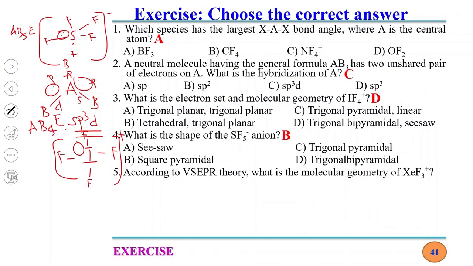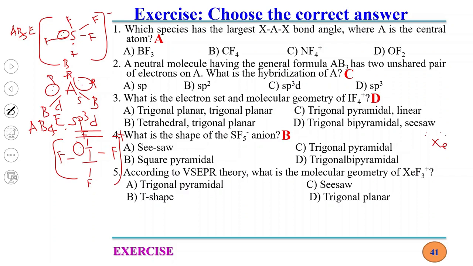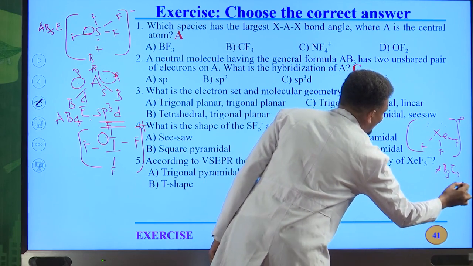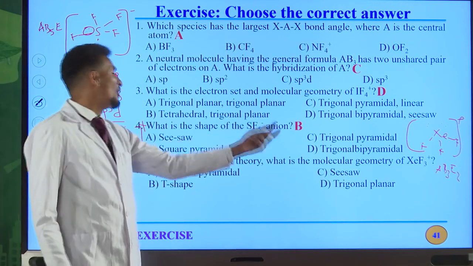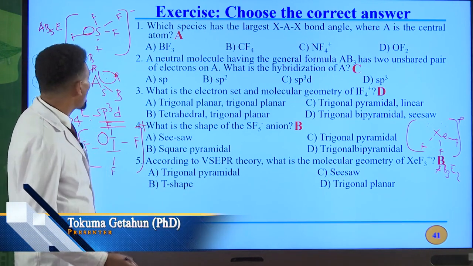Question number 5. According to VSEPR theory, what is the molecular geometry of XeF3 plus? Xe, xenon, has 8 valence electrons. It forms 3 bonds with 3 fluorine atoms. So we have a charge, 1 positive charge. So it is an AB3E2 type. What is the molecular shape for this molecule? It is T shape. So B is the correct answer for question number 5.